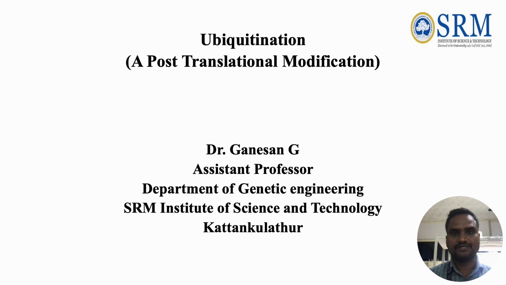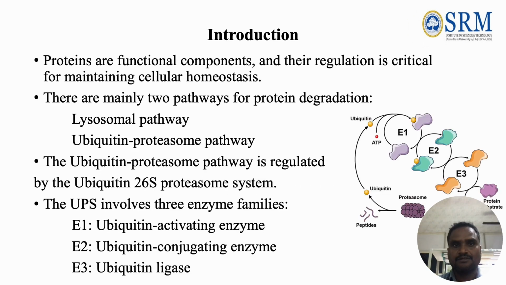In this video, I'll be giving you a brief introduction about ubiquitination, a well-characterized post-translational modification. Proteins are functional components and the regulation is critical for maintaining cellular homeostasis. There are two major pathways by which cells degrade proteins: the lysosomal pathway, which involves breaking down proteins inside a specialized organelle called the lysosome, and the ubiquitin proteasome pathway, which is more specific and tightly regulated. The ubiquitin proteasome system ensures that only targeted proteins are broken down, preventing unnecessary destruction.